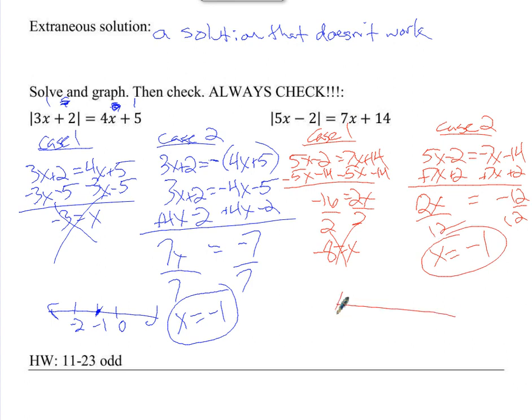And again, if we draw a number line, it's the exact same number line. -2, -1, 0, put my dot there, and I'm done.